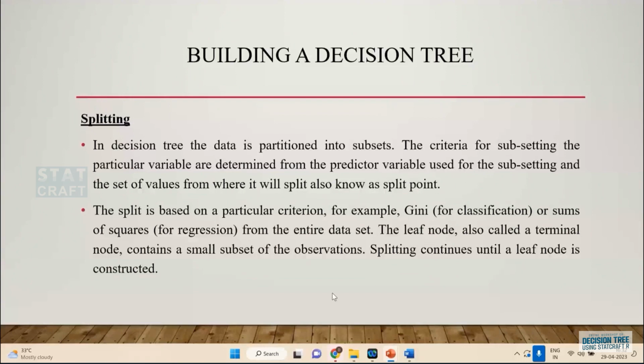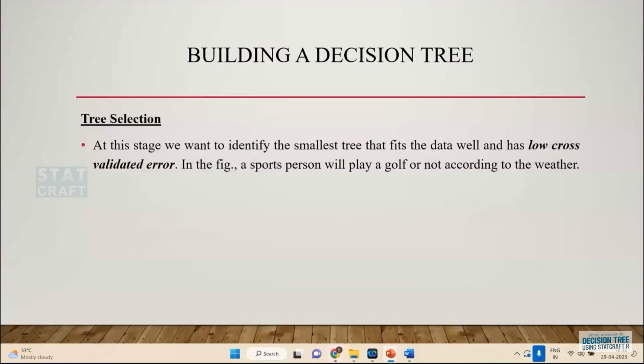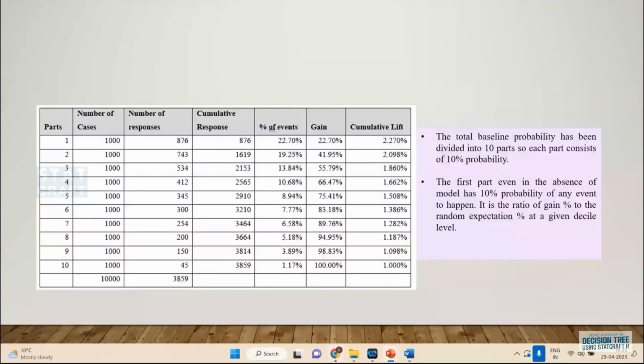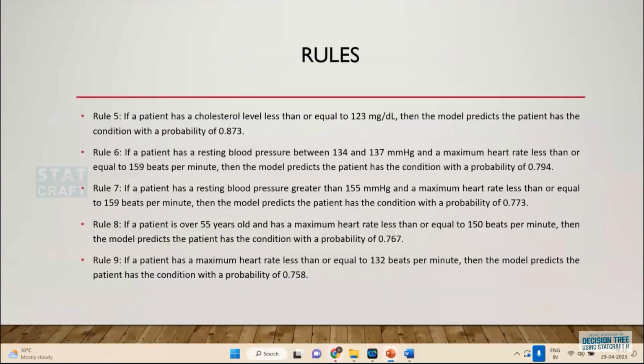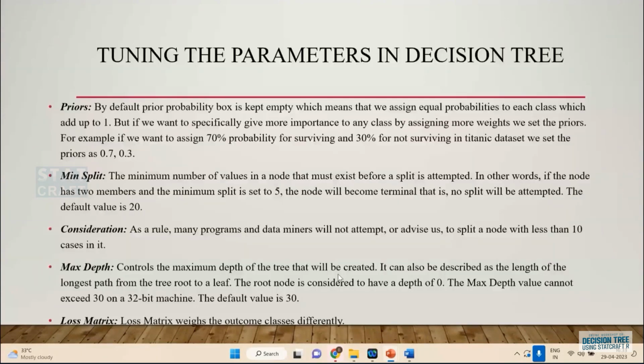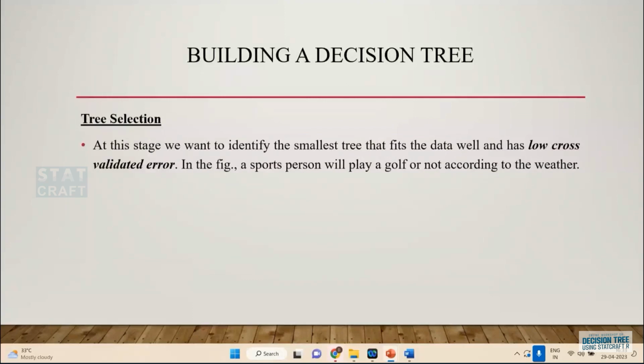Then comes the pruning. Pruning solves the issue of overfitting. It is a process in which we try to reduce the size of the tree by turning some branch nodes into leaf nodes and removing the leaf nodes under the original branch. Quite technical. Let us make it simple. It is necessary because sometimes a decision tree works well on the training dataset but may not fit on the new dataset. So pruning is necessary.